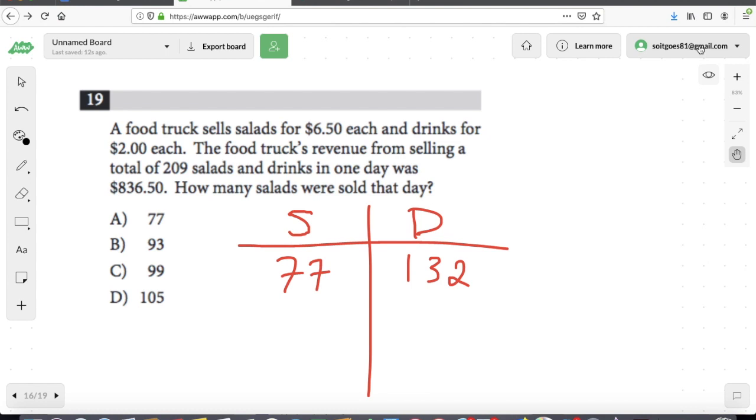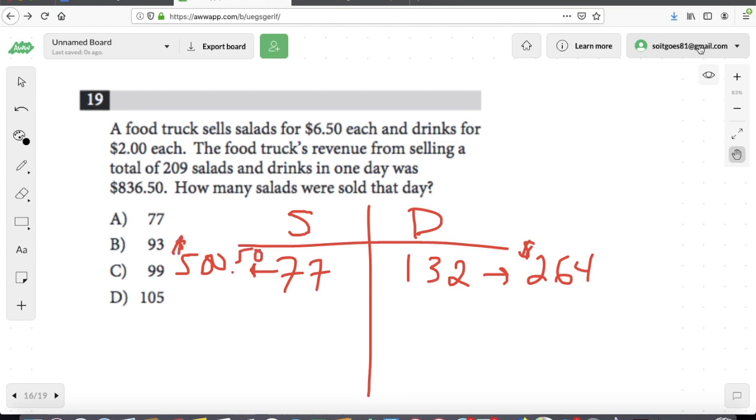For drinks, since that's only $2, that was just 2 times 132. This is a calculator section question, so you can use the calculator. $264. And how much in the salads? It's just 77 times $6.50. What's that give us? 500.5, so that's $500.50.